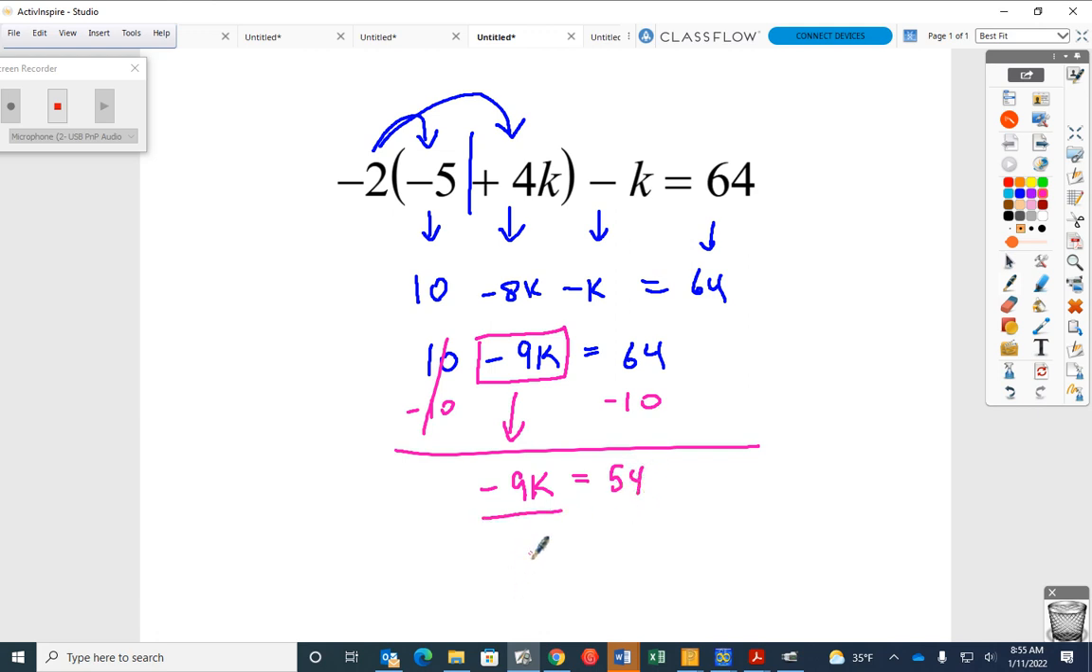Negative 9. Is it important that you remember negatives? Yes. Divide each side by negative 9. These cancel. What does k equal? Negative 6. See, we mixed it up. That one wasn't 6, it was negative 6.